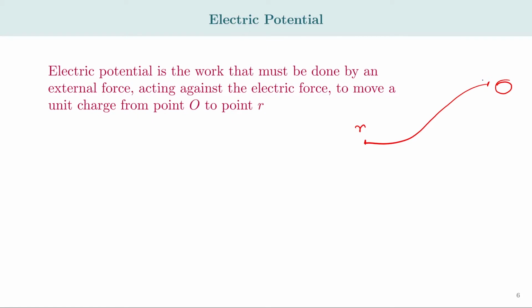Now, how do we define electric potential? To define the electric potential, we need to have a unit charge that is placed at the reference point O. Some amount of work need to be done to move this charge from the reference point to point R.